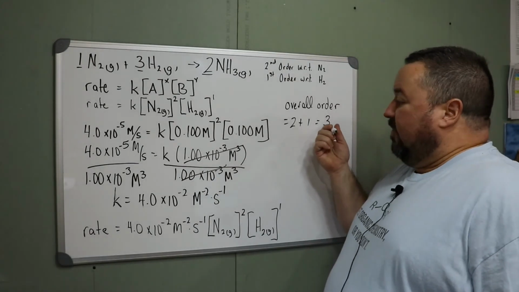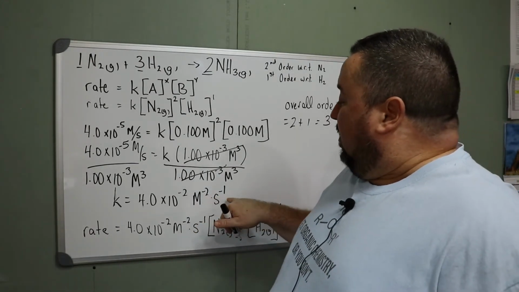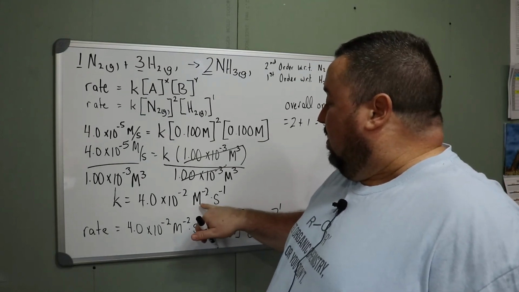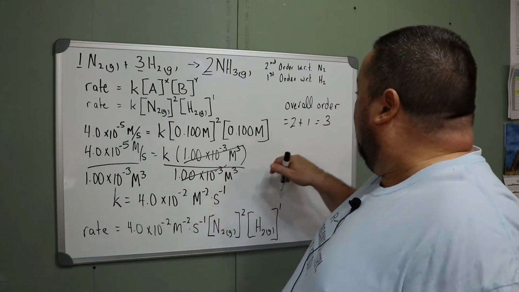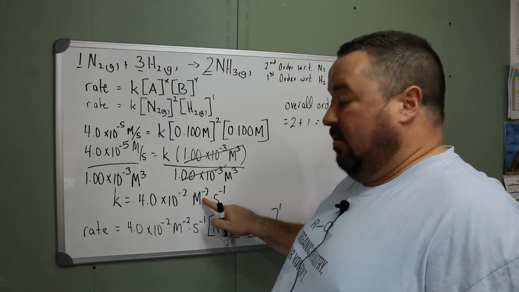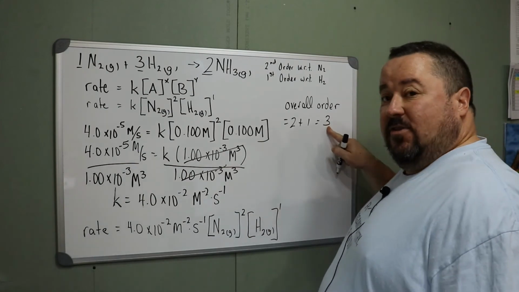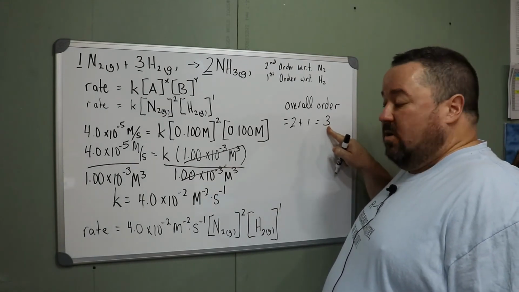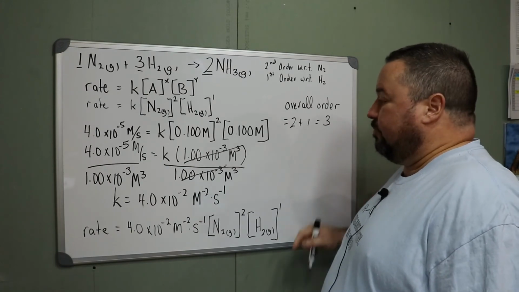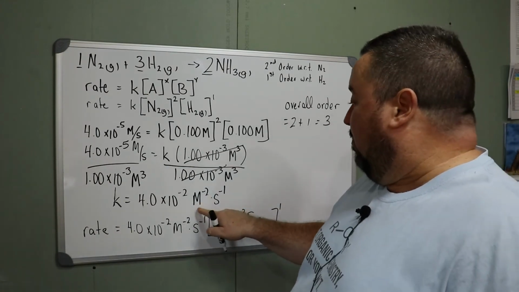And a little observation for you, seconds to the minus 1 is always going to be in the unit of K. The unit of mole per liter will always be one less than the overall order multiplied by negative 1. So 1 less than the overall order, so 2, and then times negative 1, it'll be negative 2. And that is in fact what we got.